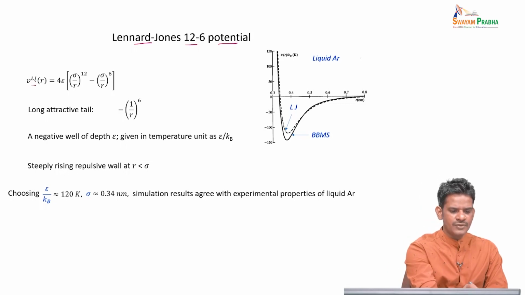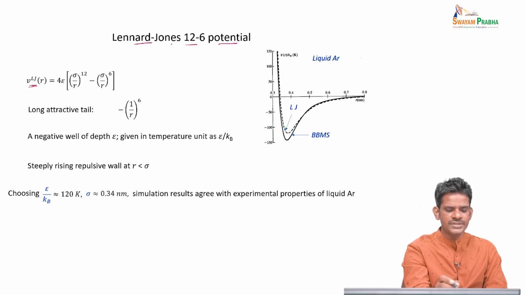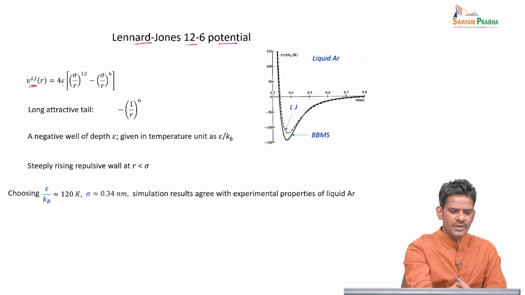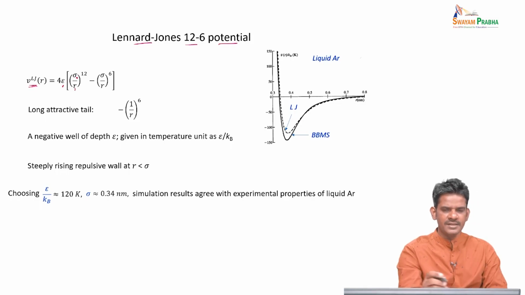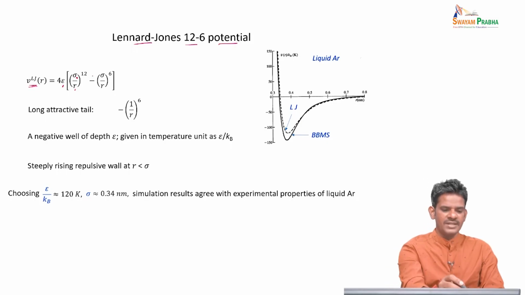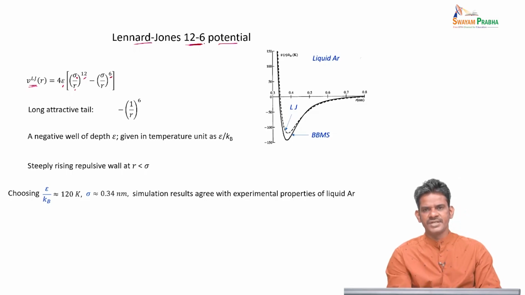The LJ in the superscript means Lennard-Jones, and it depends on the distance between a pair of particles. It has two parameters, one is epsilon and the other is sigma, and this r here is again the interparticle distance. You can see that there are two functional forms, one raised to the power 12 and another raised to the power 6. That's what Lennard-Jones 12-6 potential means.